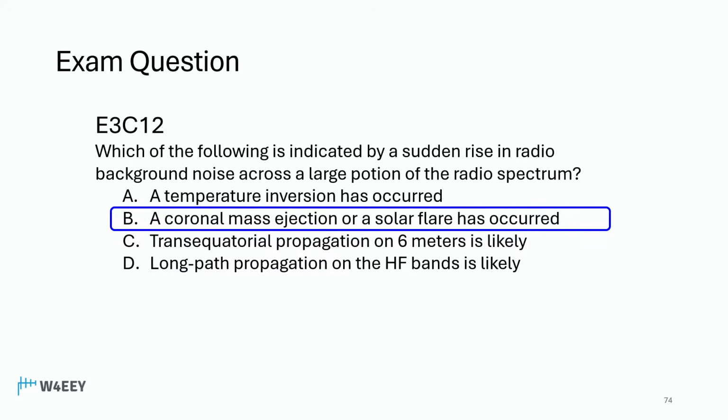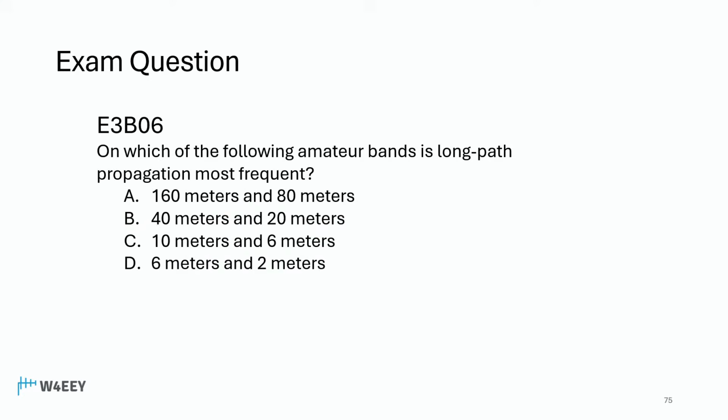I like it when a couple of people get them wrong because you'll never forget it when you get to that one again. So it's a coronal mass injection or solar flare has occurred. No shame in getting them wrong. On which of the following amateur bands is long path propagation most frequent?